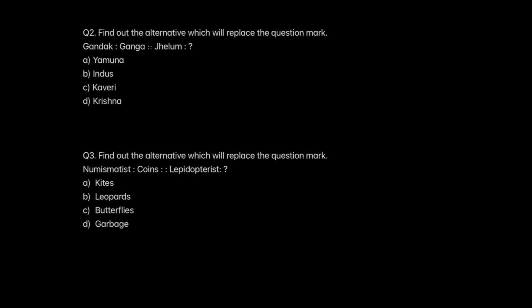Similarly, in question number 2, what happens? Gandak is to Ganga, Jhelum is to what? If you know that Gandak is actually a tributary of river Ganga, then similarly, Jhelum is a tributary of which river? That river's name will be the answer. So Jhelum is the tributary of river Indus. So option B, Indus, will be the right answer of question number 2.